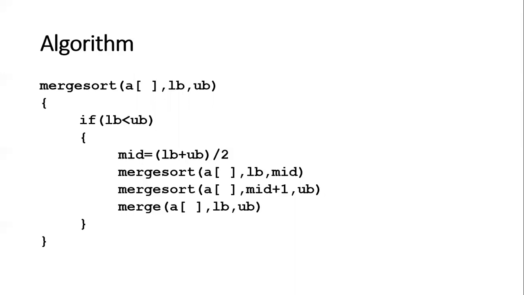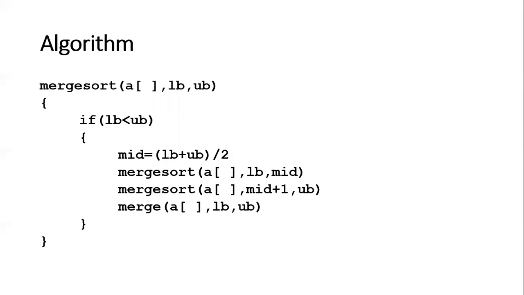until the condition lower bound less than upper bound fails. So when lower bound equals upper bound, this condition will fail, and that is when the array contains only one element. So when the lower bound is less than upper bound, then the splitting will take place. Now I shall go for merging.